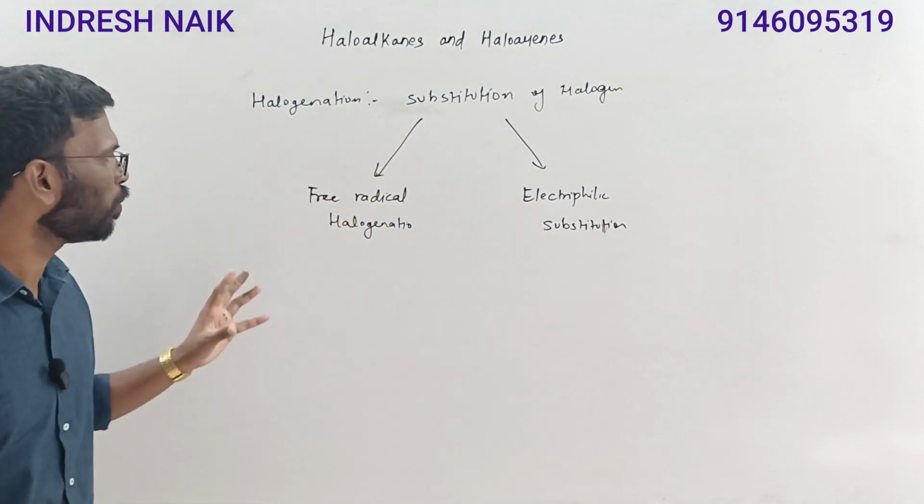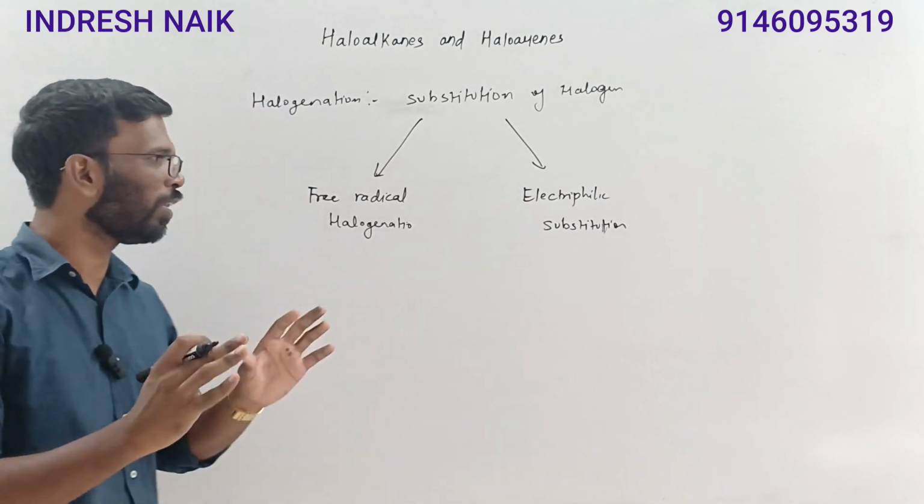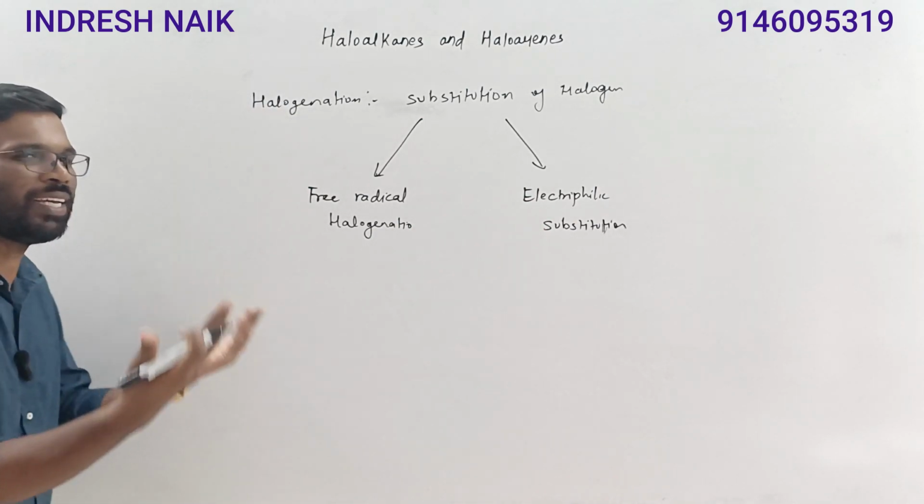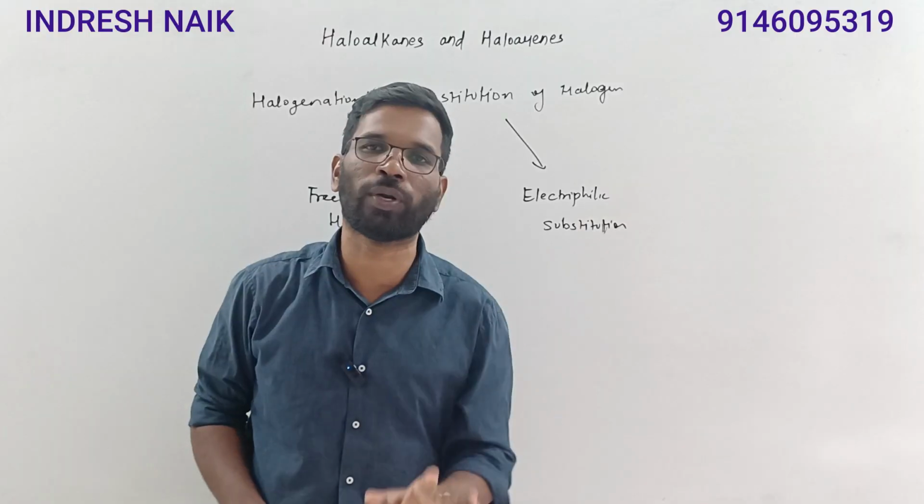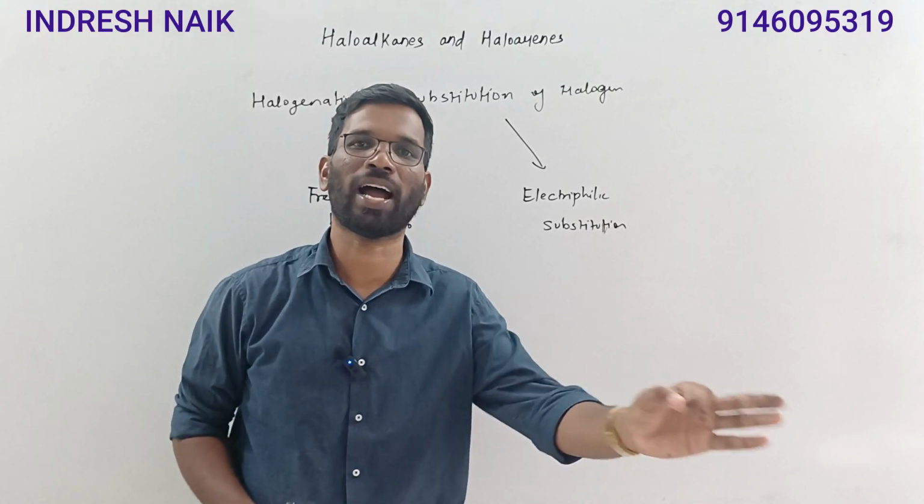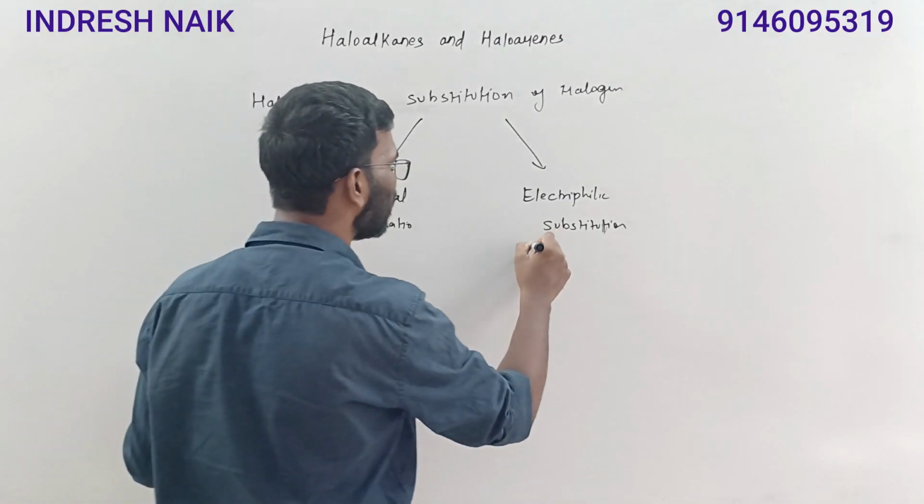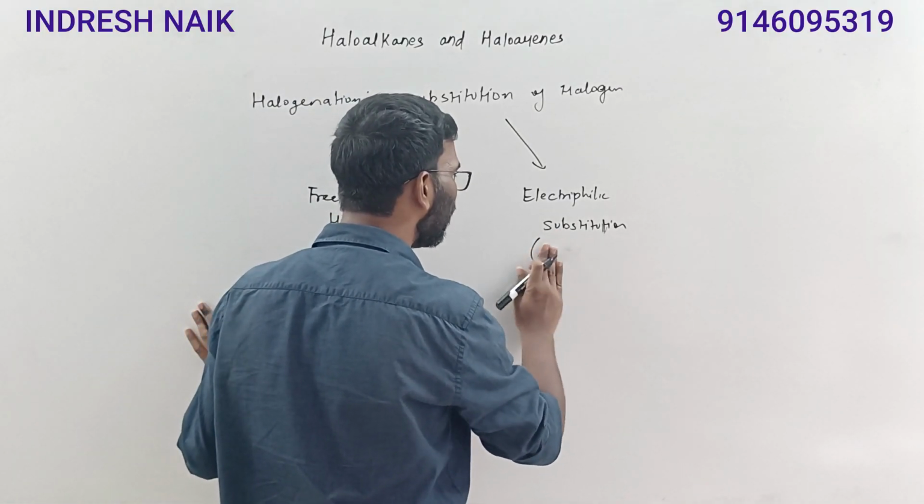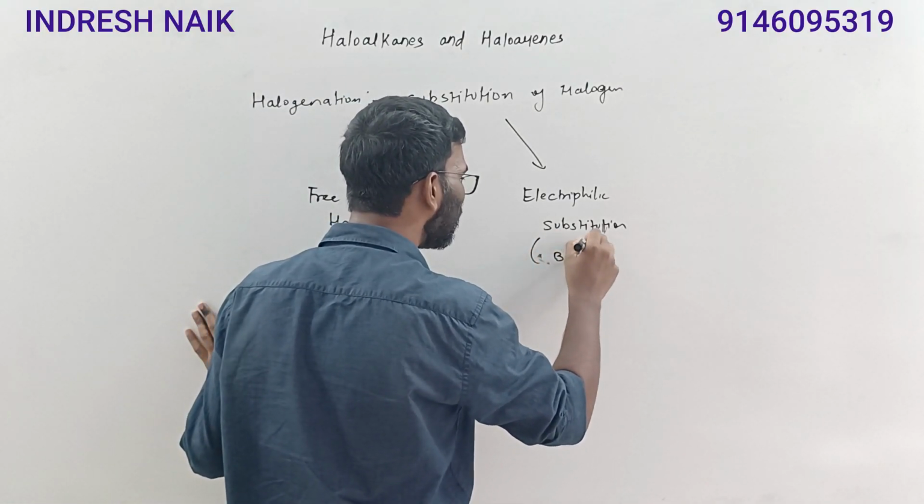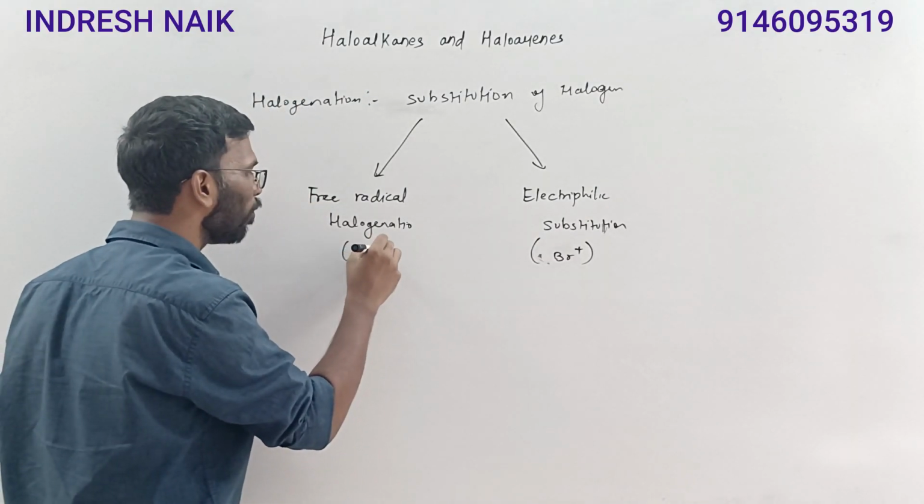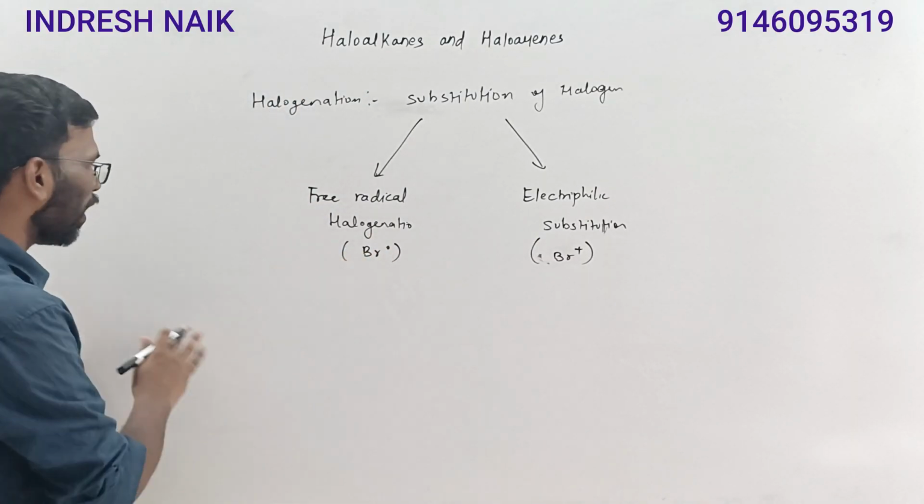So what is the difference between free radical halogenation and electrophilic substitution? See, in both cases, we are substituting a hydrogen with a halogen, right? But the approach is different. Over here, this is an electrophile, Br plus will be there, and here Br free radical will be there. Both will have a different approach.